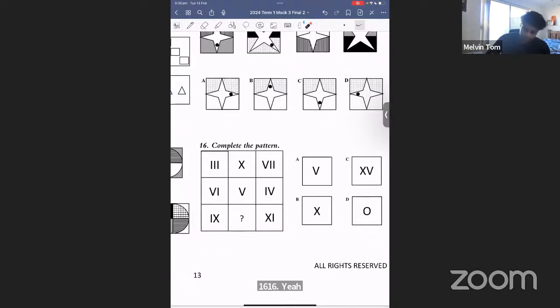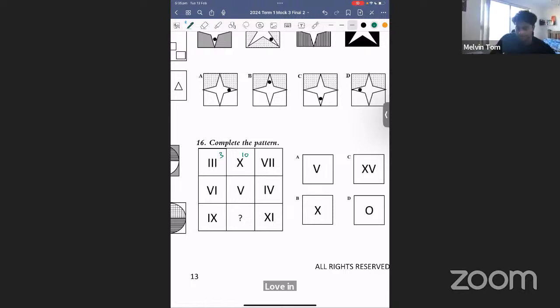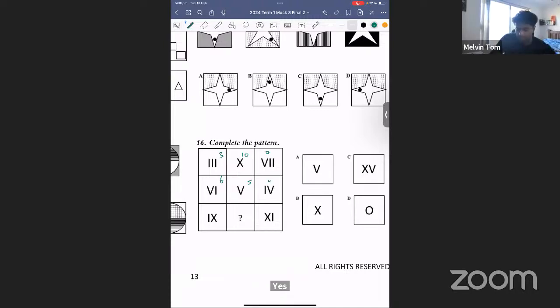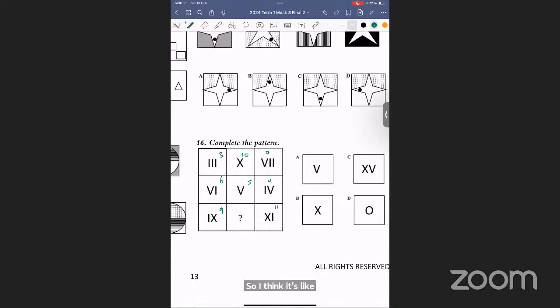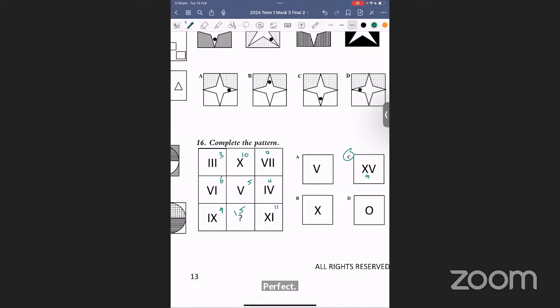So Roman numerals, what could it mean? I think if you're looking like that, 3 plus 6 equals 9, and then 10 plus 5 is 15, and then 7 plus 4, 11. Perfect.